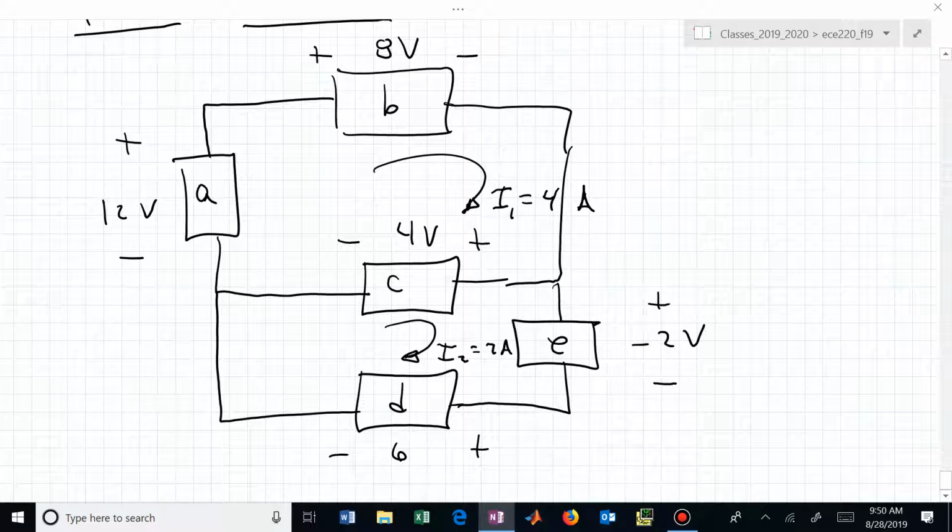As an exercise, see if you can convince yourself that I've now assigned the proper polarities and currents to give a balanced power. So all of the pluses in power, the consumed powers, have to equal the supplied powers, all the negatives. That would be a goal of that exercise.